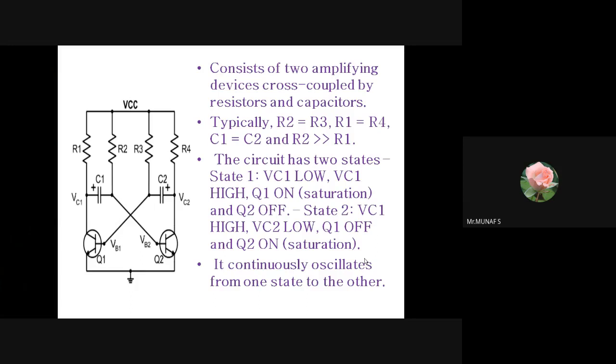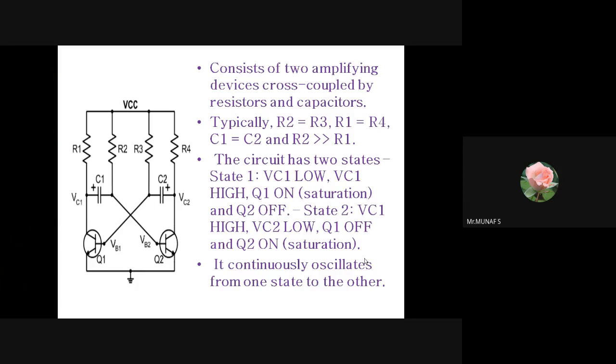VC2 is high, meaning transistor Q2 is in the off condition. So VC2 is high, and this voltage is sufficient to forward bias the transistor Q1. That means the charge level in the capacitor C2 forward biases the transistor Q1. And once the discharging is completed, in state 2, VC1 is low and VC2 is high.